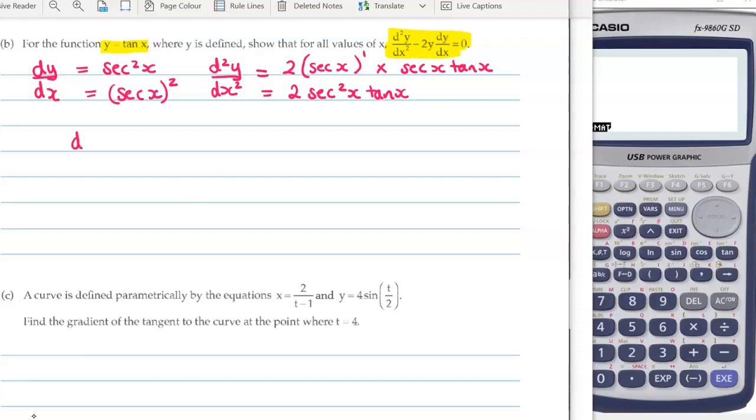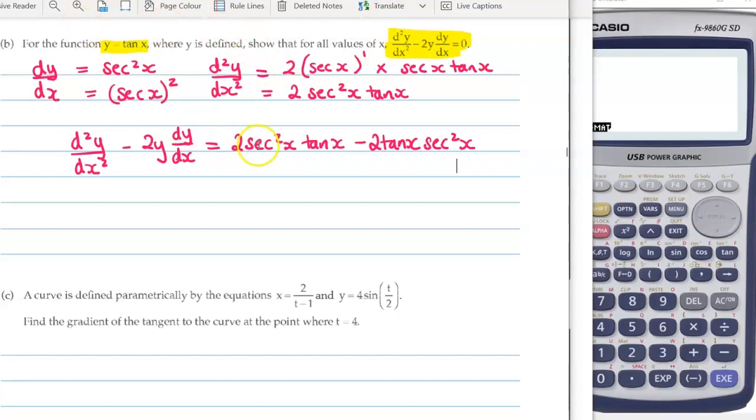Okay, so d2y by dx squared, going back to this bit here, we're trying to show this equals 0. We're going to take away 2y dy by dx is going to be equal to, so d2y dx squared is the 2 sec squared x tan x minus 2 times y, which is tan x, times by dy by dx, which is sec squared x, and now you can see those two things are the same. 2 lots of sec squared x times tan minus 2 lots of sec squared x times tan, that equals 0.